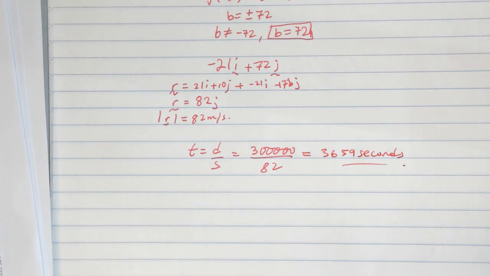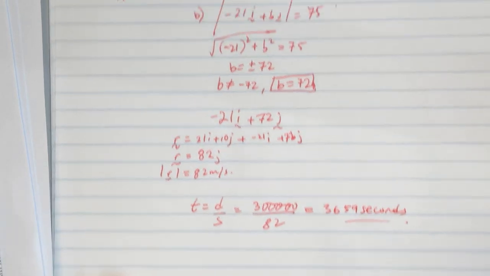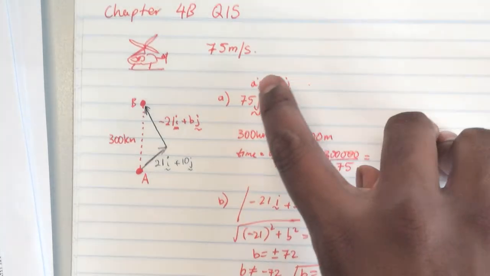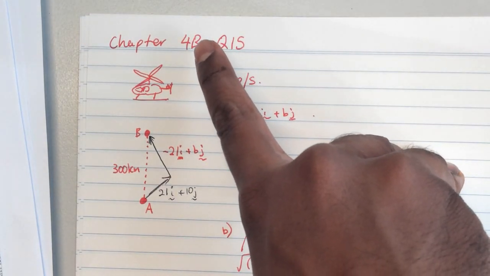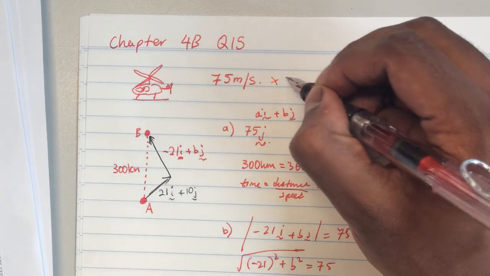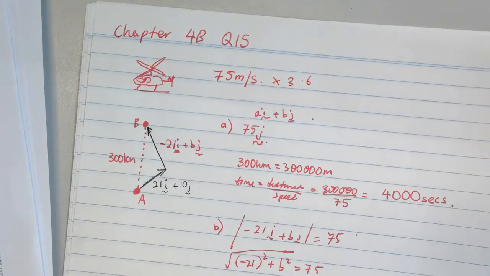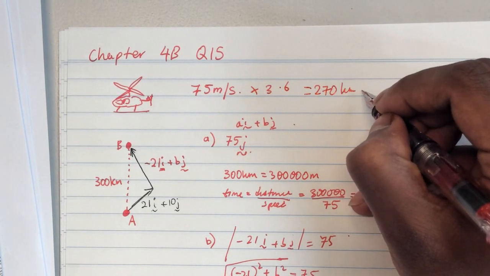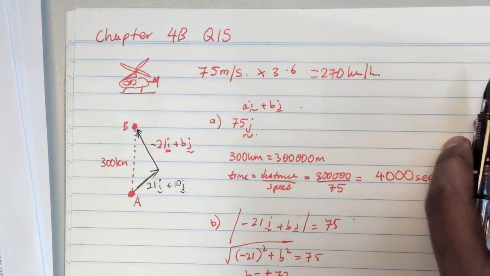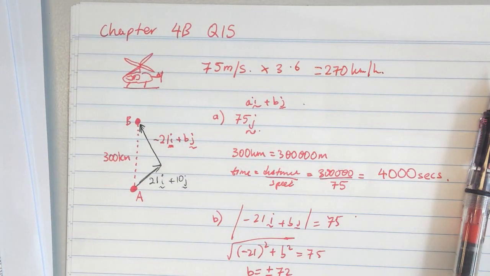Questions? How fast is it travelling in kilometers per hour? The helicopter. So you can convert the 75 meters per second to kilometers per hour by multiplying it by 3.6. So multiplying this by 3.6, that's 270 kilometers an hour, which is quite average for a helicopter.